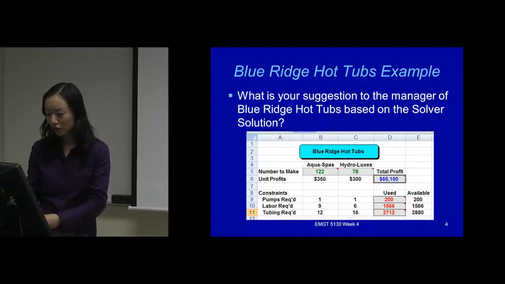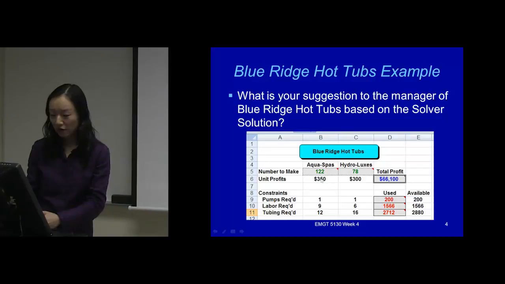What's the suggestion to them? Okay, so make 122 Aqua-Spas and 78 Hydro-Luxes, right? So that's the suggestion. And what is this suggestion based on? All of this information here, right?